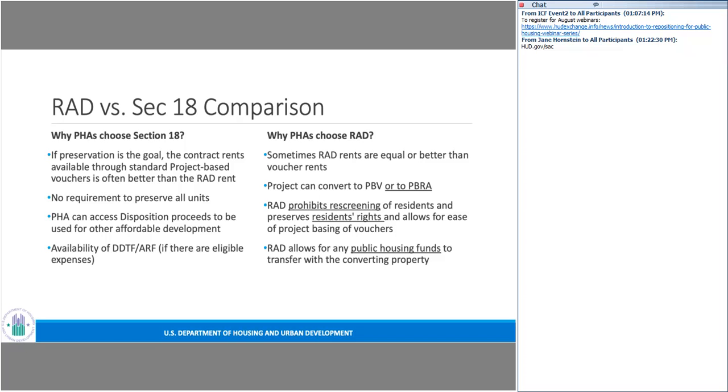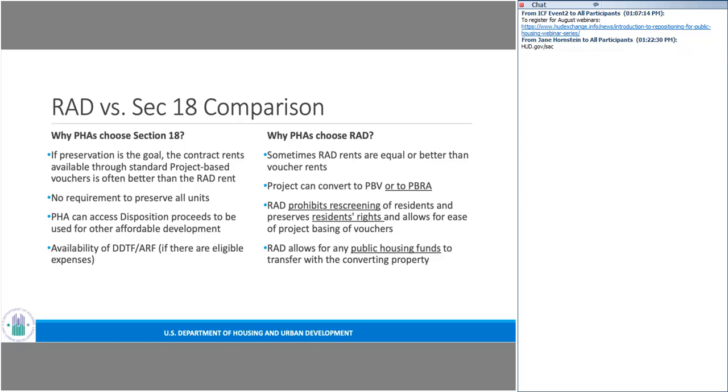Second, there's no requirement to preserve all the units. A PHA with under 50 units, just like the example Jane Racine decided some of the units they wanted to preserve and some of the units they didn't. And that's okay under Section 18. It's not necessarily a preservation program. All of the assistance has been replaced through vouchers in one way, shape, or form, but not necessarily the hard units.